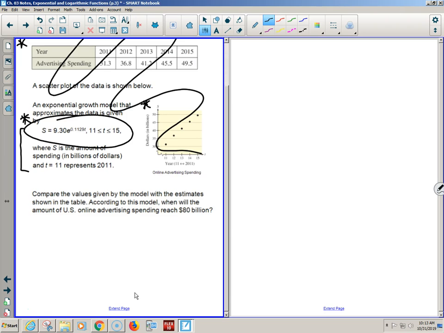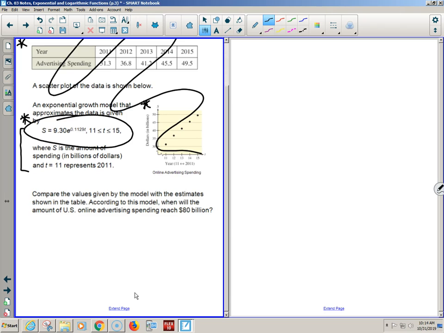Wait, wouldn't they be the exact same thing? No. Remember, scatter plots and regressions, do the regressions always perfectly hit every single data point? Or do they just show the general trend? You see it? So they're just saying, hey, is this a pretty good estimate? To know that, you have to actually plug in 11, how close does it get to 31.3? Plug in 12, how close does it get to 36.8? Could you talk about how close it gets?